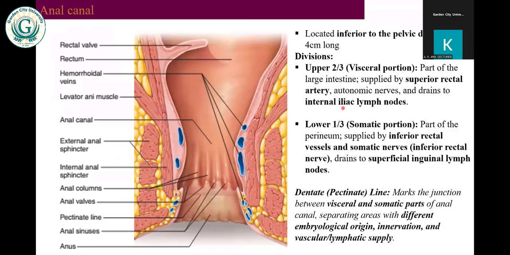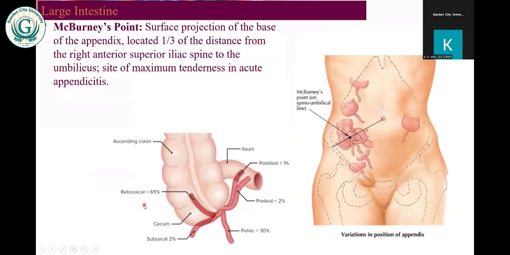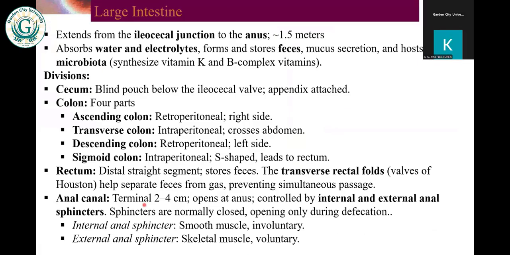Now, another point we need here with respect to the anal canal is that there's an internal anal sphincter and an external anal sphincter. The internal anal sphincter is a smooth muscle, and the external anal sphincter is a skeletal muscle. A skeletal muscle means that it's voluntary.